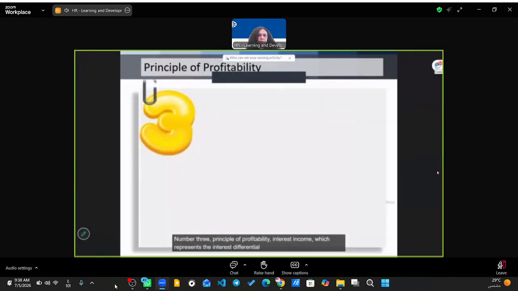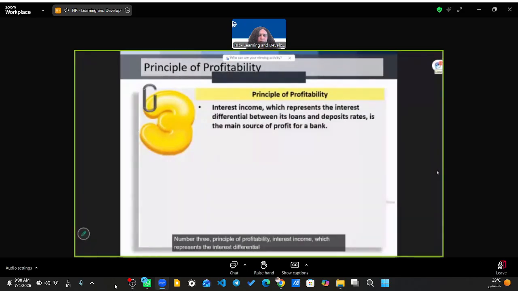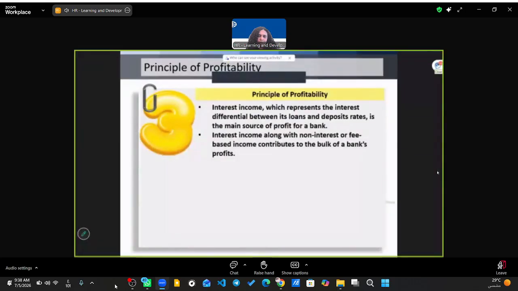Number 3, principle of profitability. Interest income, which represents the interest differential between its loans and deposits rates, is the main source of profit for a bank. Interest income, along with the non-interest or fee-based income, contributes to the bulk of a bank's profits.